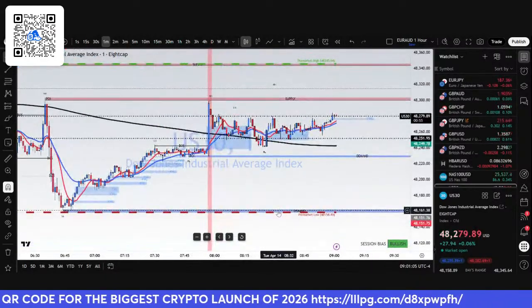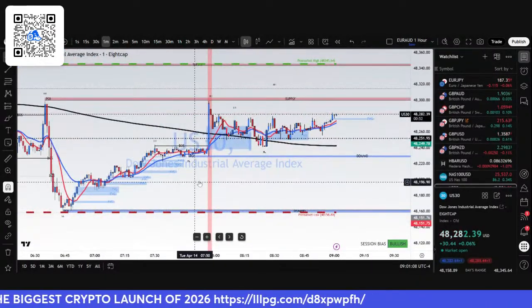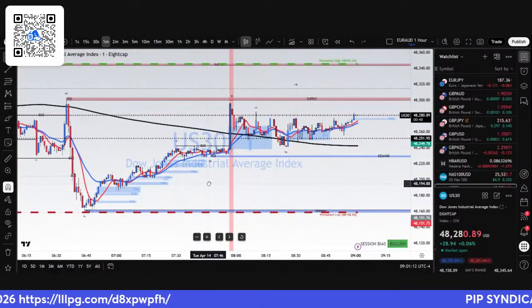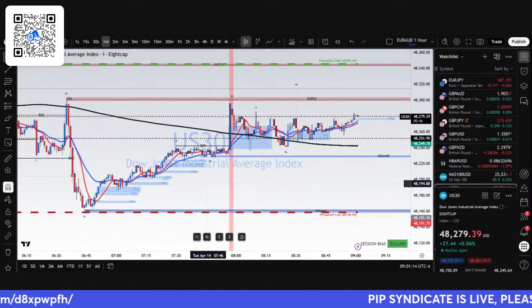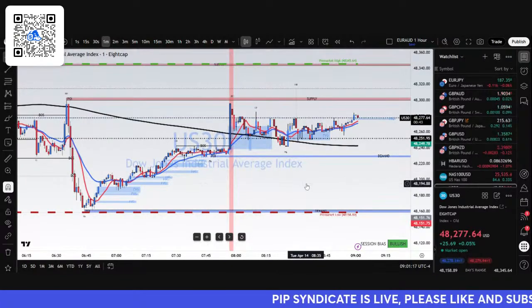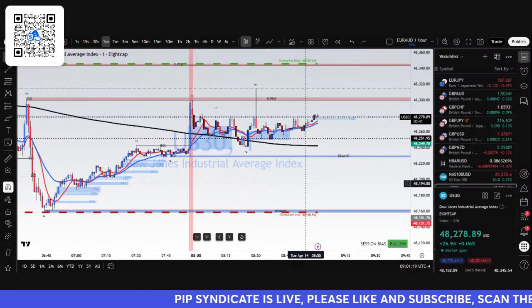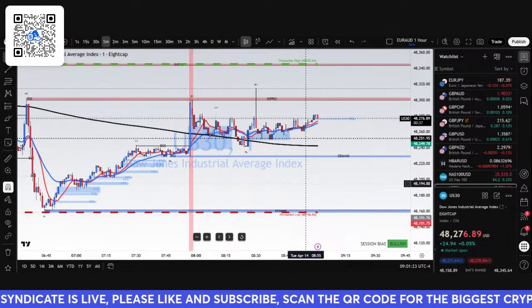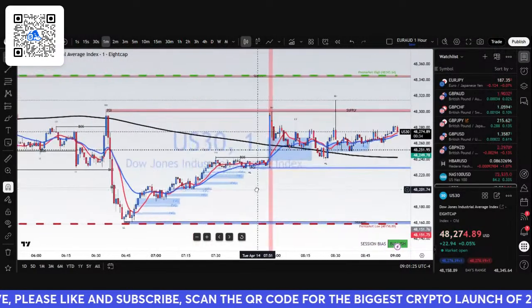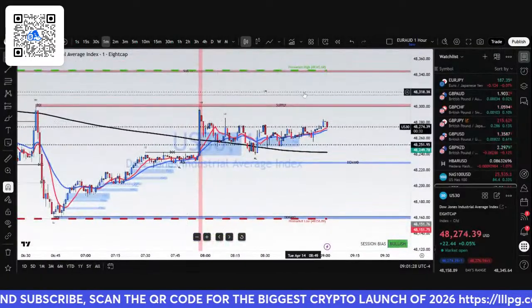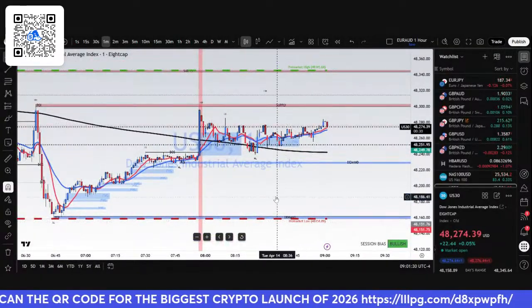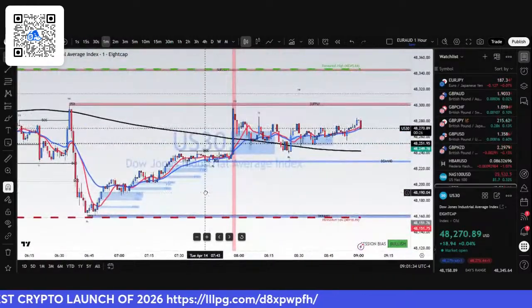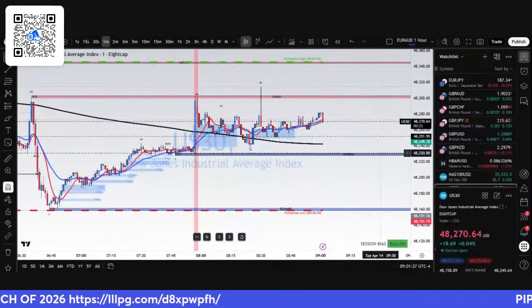Okay, we need a pullback. We're above the 200. All right, we see the main range. It's not that big today. We see the pre-market high and the pre-market low. All right, let's see what happens here.